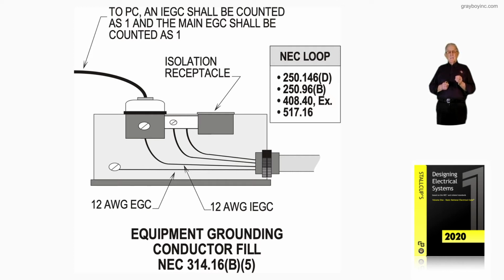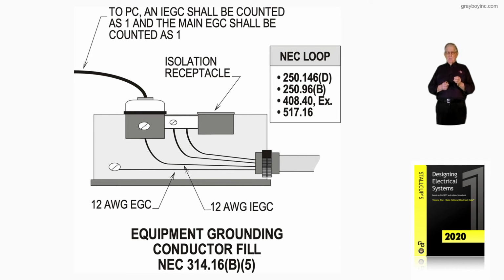Now the NEC loop for the isolation ground, we look at 250.146(D), and the isolation ground can bypass the metal of the device box and connect to the green terminal and bypass the yoke through that green terminal, through the U ground, through the attachment cap ground, to the equipment. And 250.96(B) is when the equipment is hardwired. 250.146(D) is when equipment is cord and plug connected.